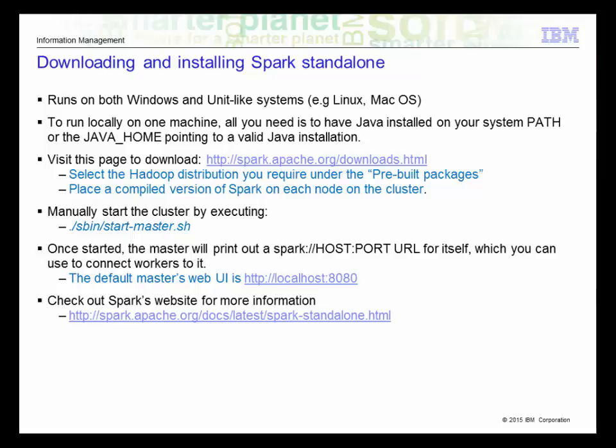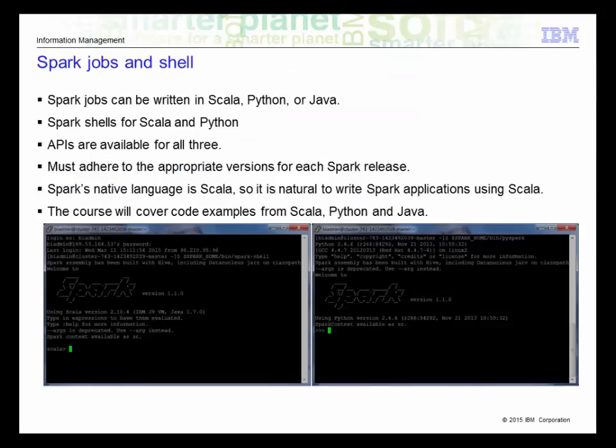Then you can manually start the cluster by executing the start master script from the sbin directory. In the lab, the start script is different, and you will see this in the lab exercise guide. Again, the default URL to the master UI is on port 8080. The lab exercise environment will be different, and you will see this in the guide as well. You can check out Spark's website for more information.